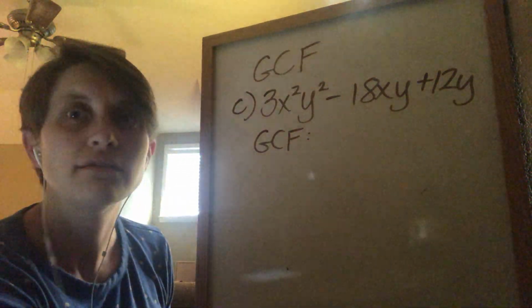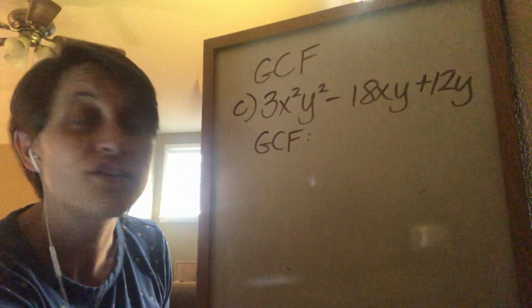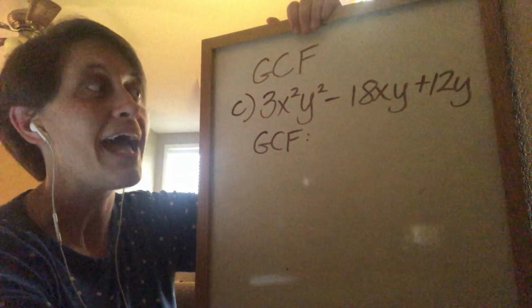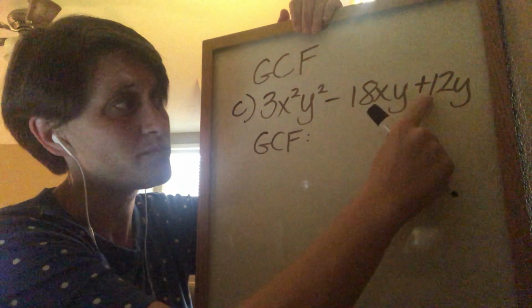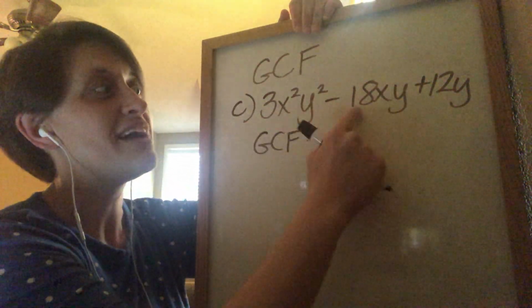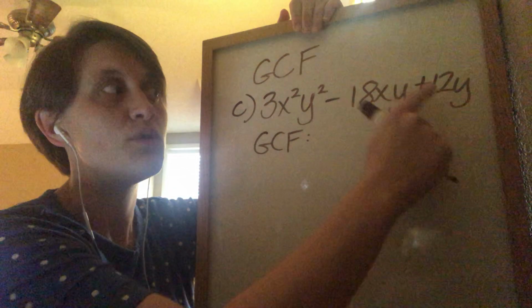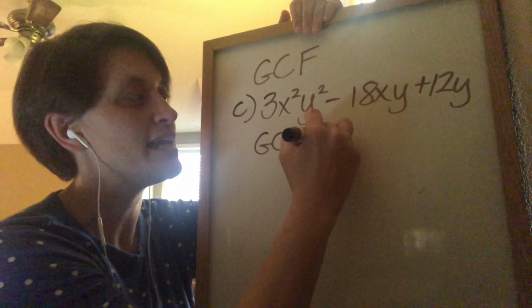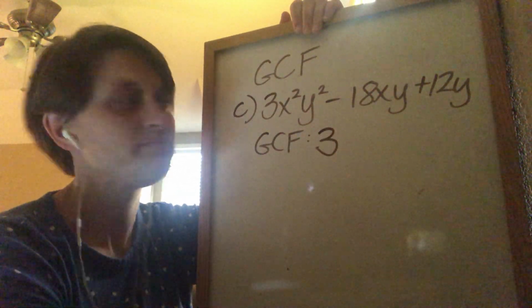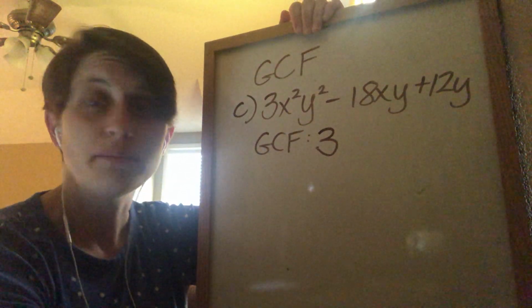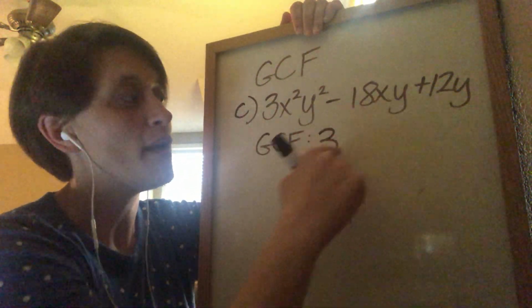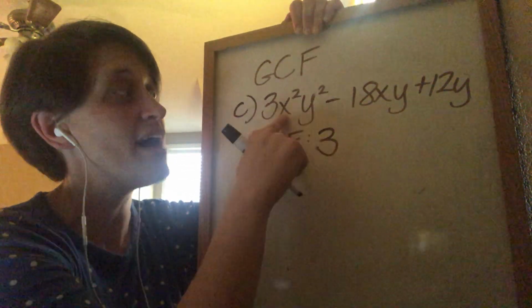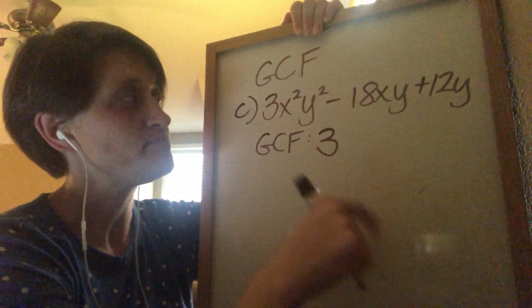But we can't do it like that yet because we have that third term to consider. And it's got to have whatever we plan to take out if we're going to take it out. So the 12 definitely has a 3. So 3 is something that can be taken out of every term. Now let's talk variables. These two had a factor of x in it, but this one doesn't. So x cannot be part of our greatest common factor because they don't all have one in it.